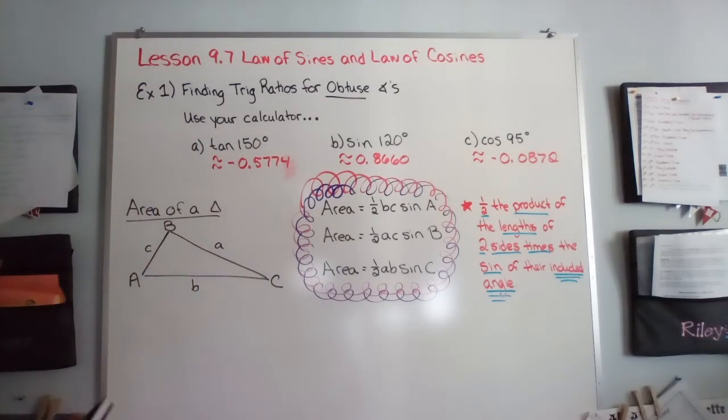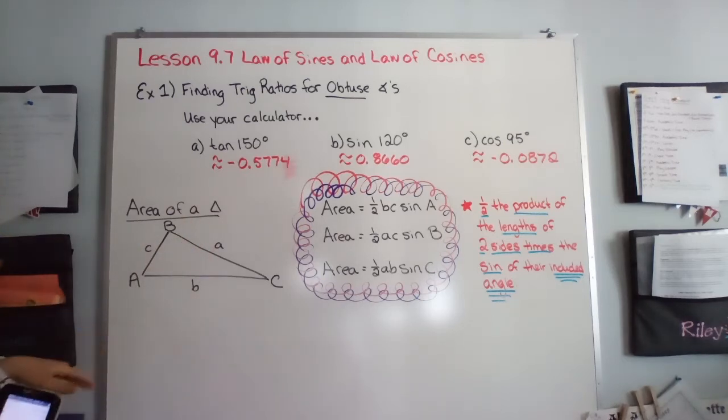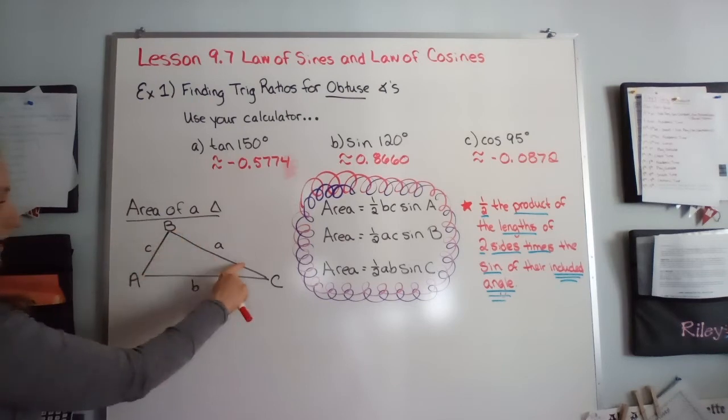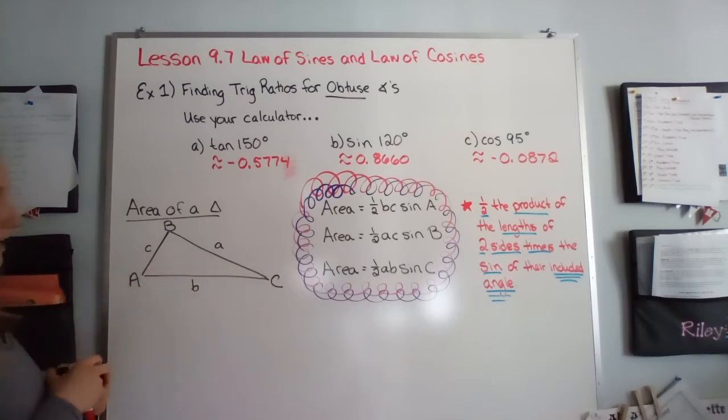All right, so moving on, we're now going to look at the area of a triangle. I set up a triangle here. We talked about this in an earlier lesson. We name the angles A, B, and C. Across from angle A is side A, across from angle B is side B, and across from angle C is side C. So that's important to know how to label our triangle.